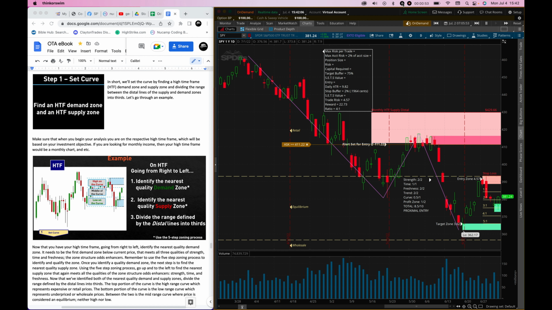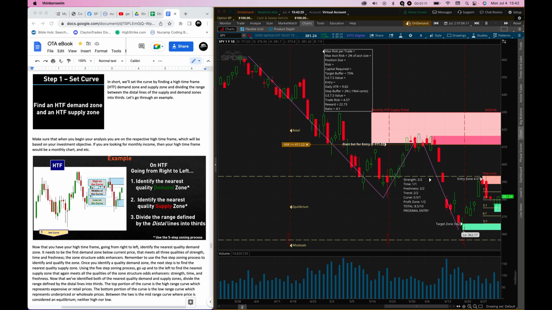In short, we'll set the curve by finding a high time frame demand zone and supply zone and dividing the range between the distal lines of the supply and demand zones into thirds. Let's go through an example. You can see there an example on the lower left.